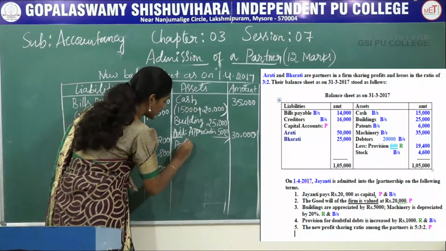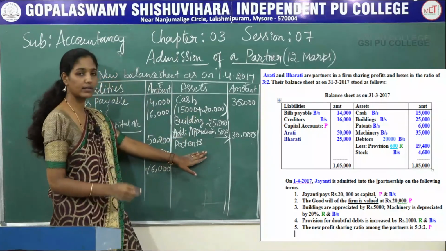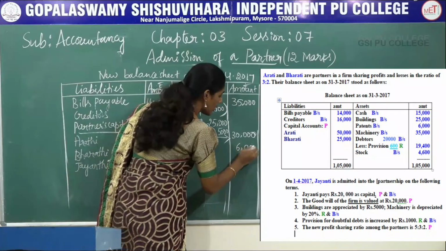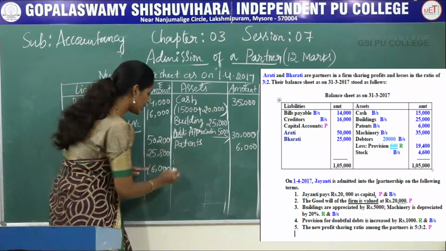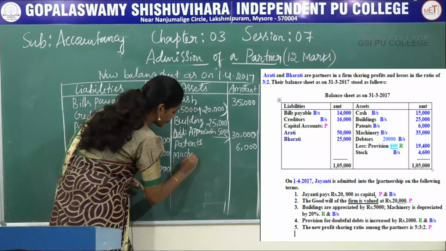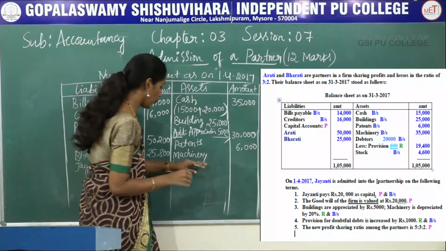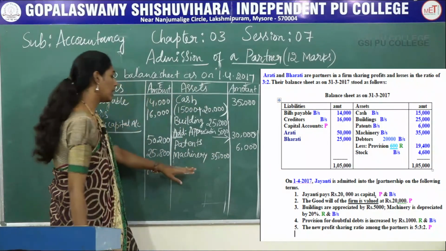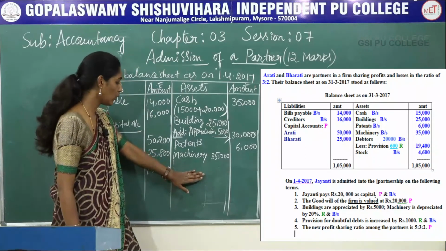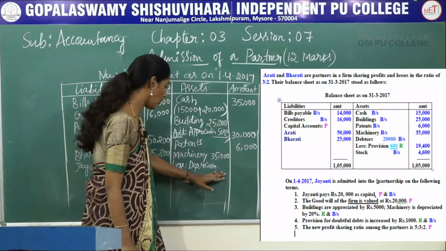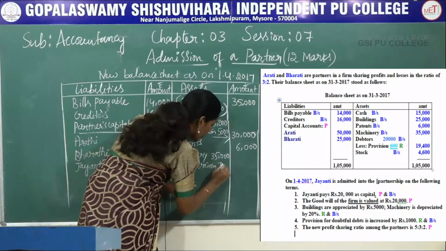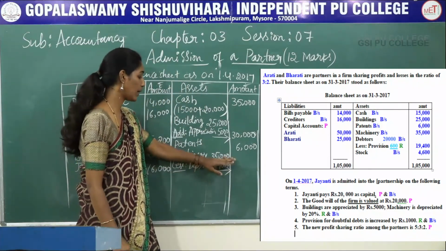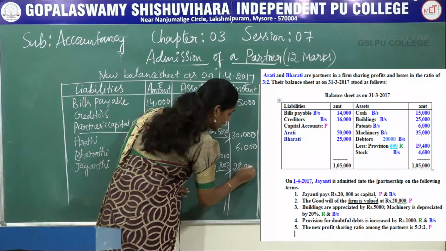The next asset is patents, and there is no adjustment regarding patents. Then you can directly record the amount 6,000, which is given in the old balance sheet. The next, machinery. The value of the machinery is 35,000. Here the value of machinery has decreased, so you should deduct the value of decrease, which is 7,000. So now you should deduct 7,000 from 35,000, then you will get 28,000.